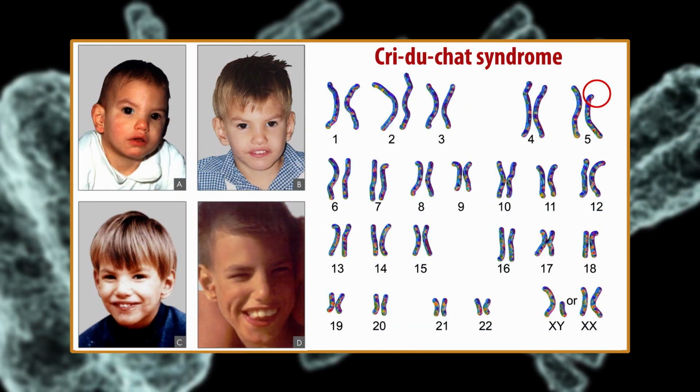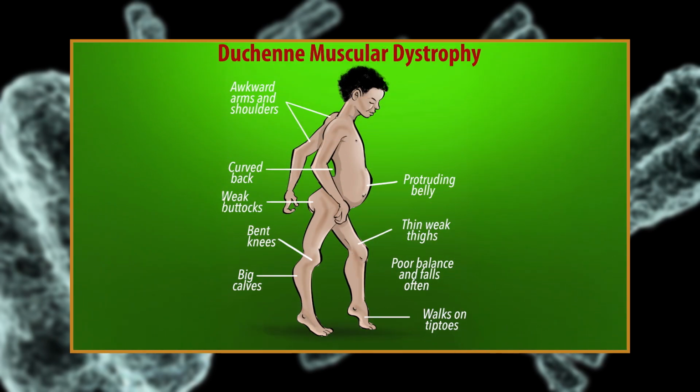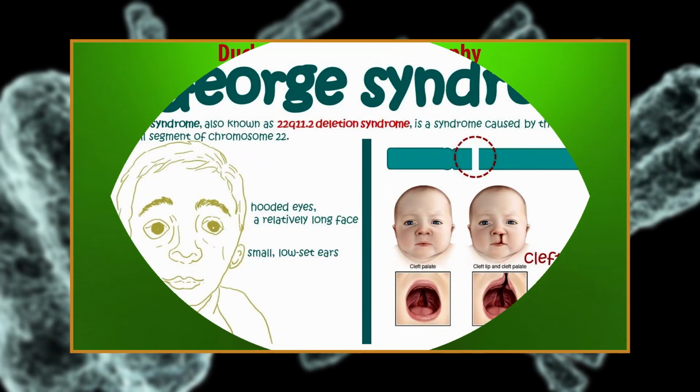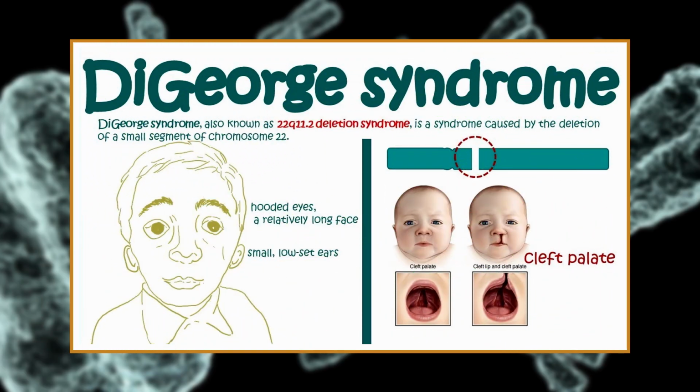Several human genetic disorders are associated with deletions. If I name them, we have Cri-du-chat syndrome, where we see deletion in the short arm of chromosome number 5, Duchenne muscular dystrophy, or DiGeorge syndrome.